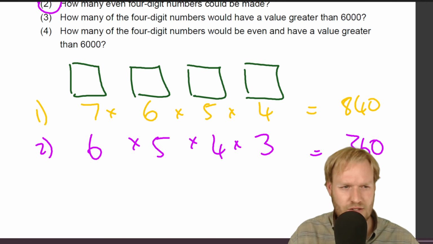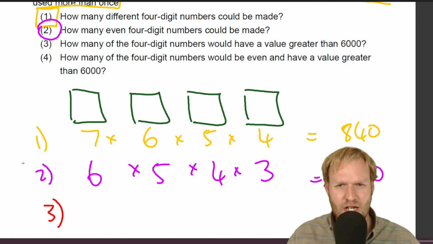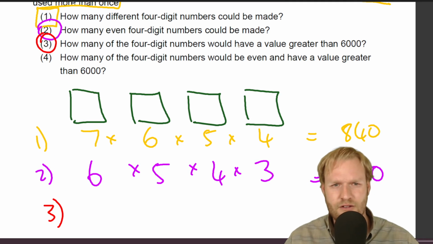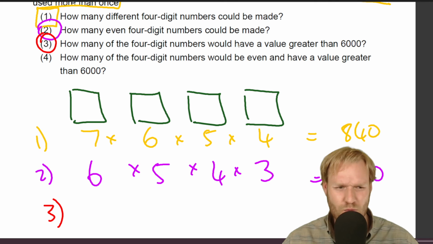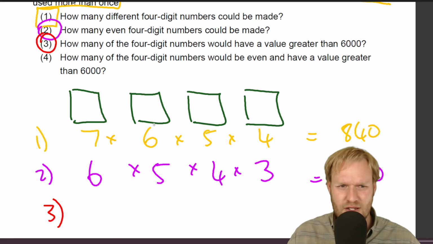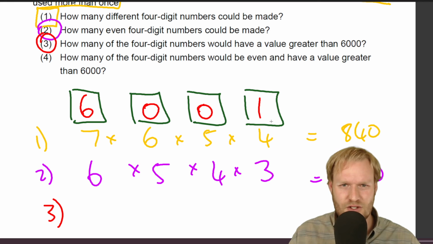Okay, let's take that thinking forward into part 3. How many of the 4-digit numbers would have a value greater than 6,000? So again, describe how this is going to help us solve this. What are we thinking? Well, if it's greater than 6,000, the first digit has to be 6, because the smallest number we could have is 6,001.